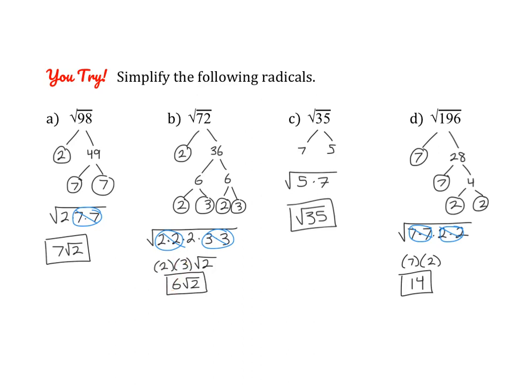For part C, my prime factors are just 5 and 7. There are no pairs, so that means that the simplified version of square root of 35 is square root of 35. It was already simplified.